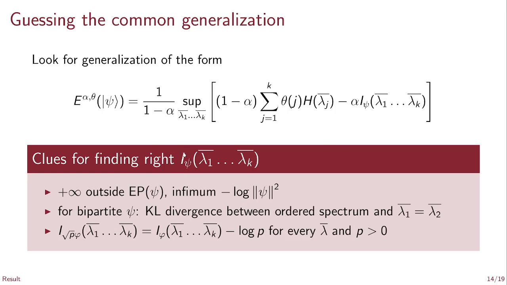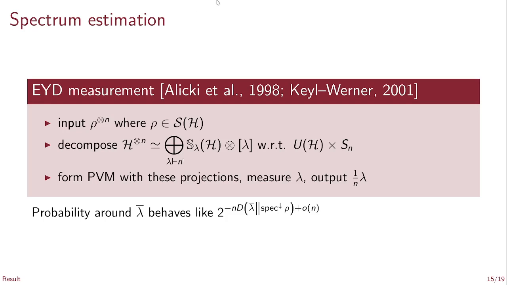And to actually find such a function, we should have a look at the spectrum estimation procedure given by the empirical Young diagram measurement, which goes as follows. So the problem here is to estimate the spectrum of an unknown density matrix. So we take n copies of this state, and we're allowed to perform some measurements on these n copies, a joint measurement, and output an estimate for the spectrum.